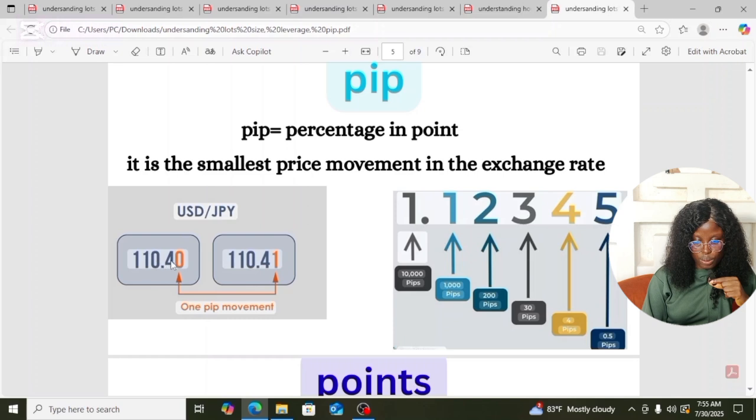So this is 1.1040 and the second price 1.1041. So the difference between the ask price and bid price is what? The pips. It's known as the spread, and this spread is always in pips. Look at this one too.